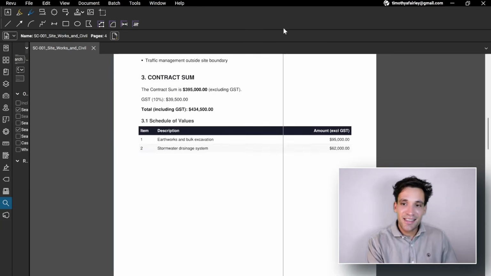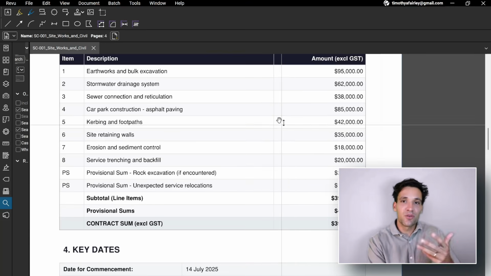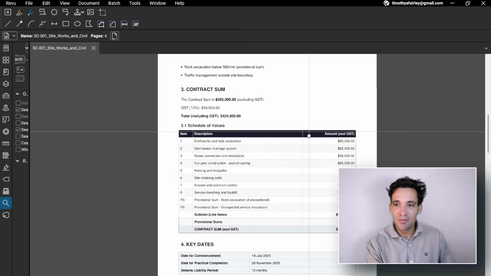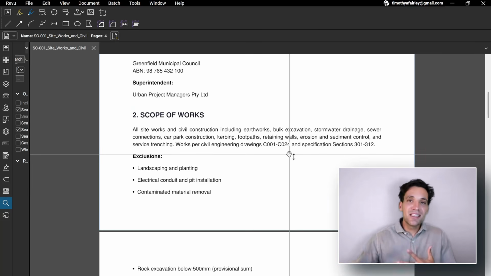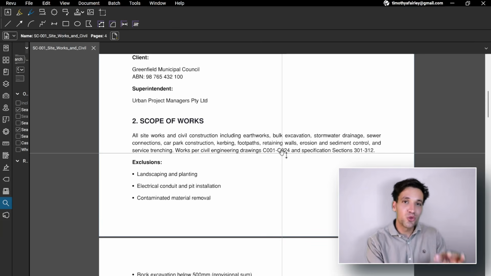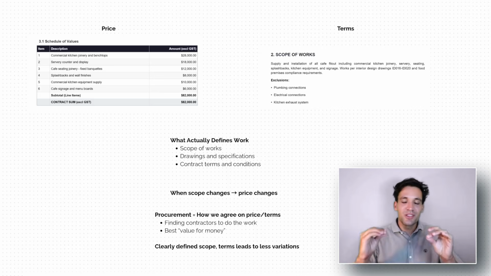So yes, this will get entered into our budget as a contract sum of $395,000. But again, this is a super brief example, but these pages of contract terms and conditions, the drawings they base the contract on, that is truly what is driving the price. So I don't want to make this a video about procurement, so I'm just going to touch on it.